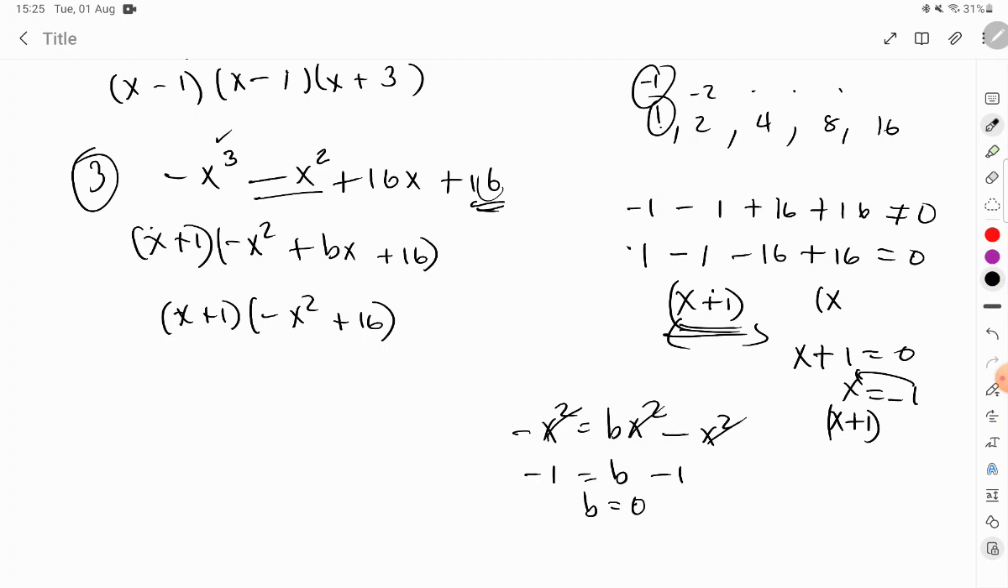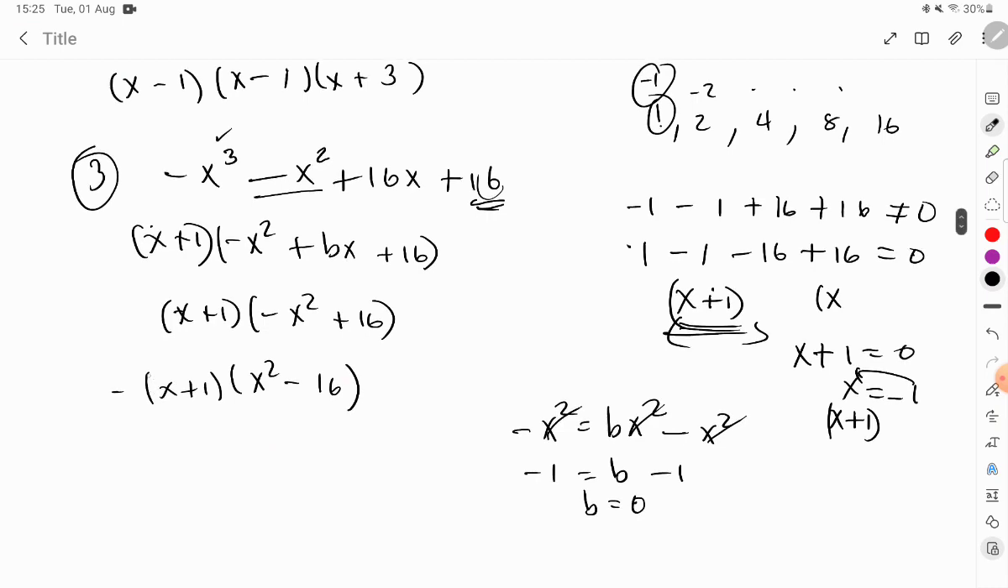You can completely factorize this, right? By, say, taking the negative outside, you'll have x plus 1, and in here you'll have x squared minus 16. Then work that out, right? You'll also have negatives here, but just work that out too.